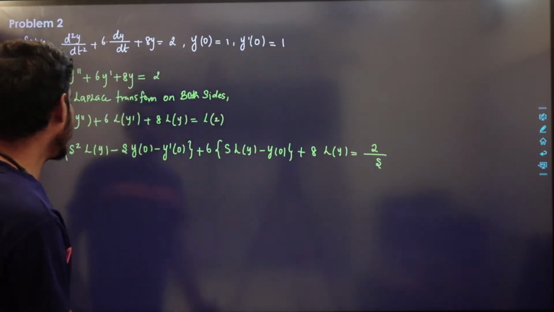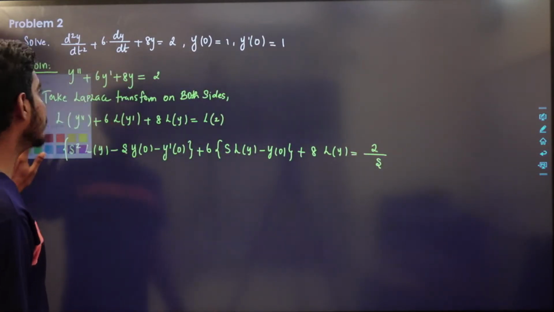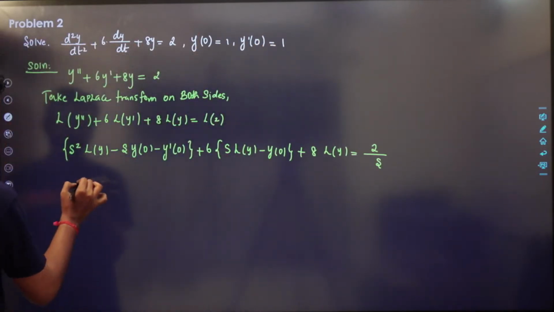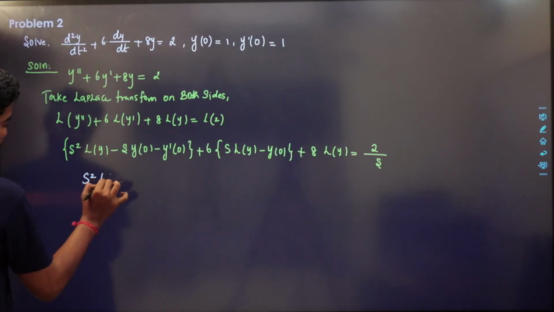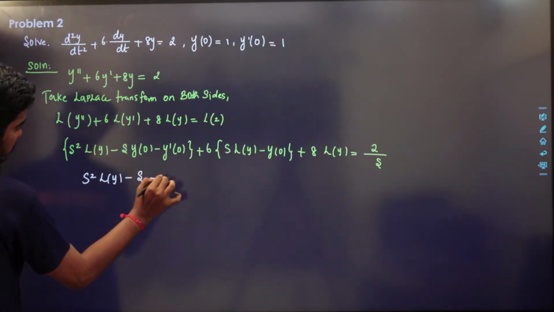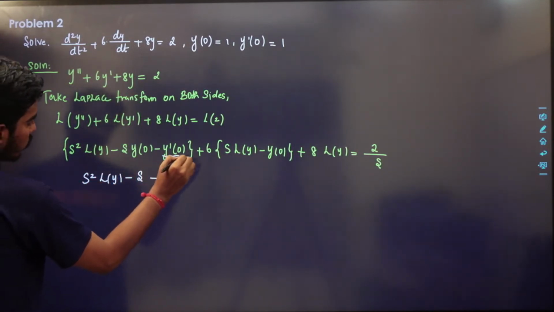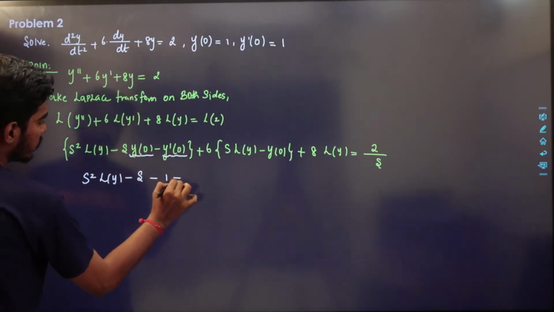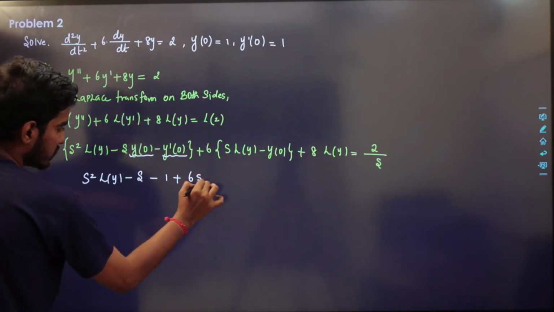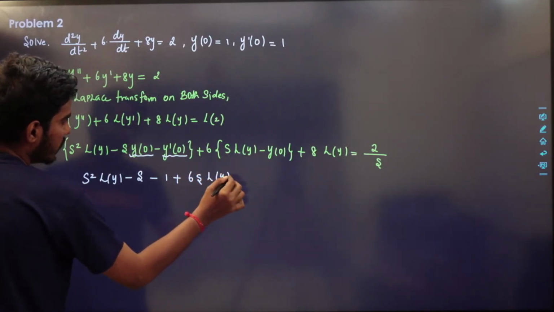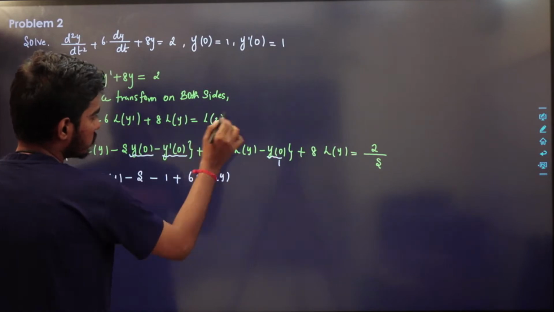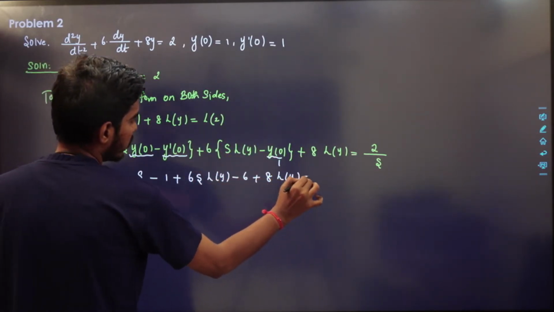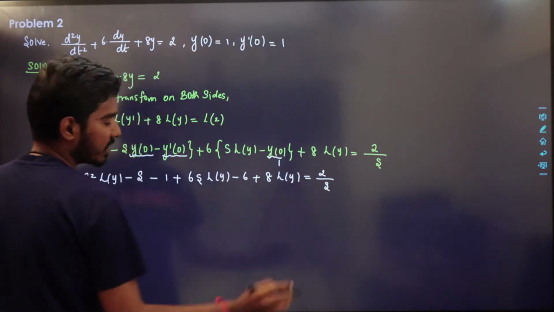Now you need to apply the initial conditions. It is given that y of 0 is 1 and y dash of 0 is also 1. So we will have s square L of y minus s minus 1, because y dash of 0 and y of 0 both are 1, plus 6 into s L of y minus 6, plus 8 into L of y is equal to 2 by s.